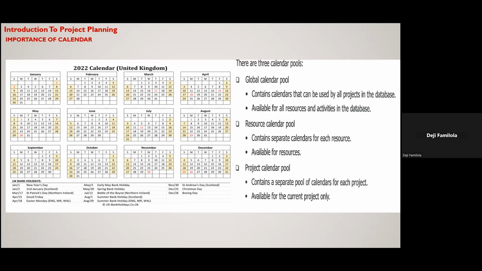And you have a project calendar that is peculiar, or is for that particular project, not for every other project. Every other project won't be able to access that calendar, won't be able to use it, except that project. But the global calendar, every project will be able to access that calendar and use it.